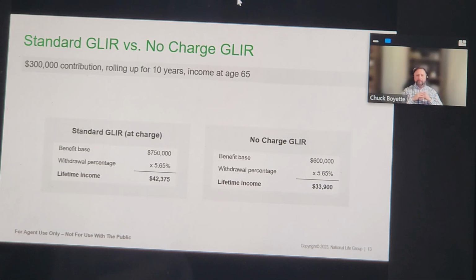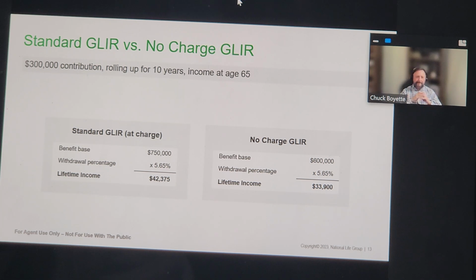So you're probably wondering, which option would be best for my client? The standard GLAIR versus the no charge GLAIR. So take a look at it. If we have a $300,000 contribution rolling up for 10 years and assuming income at age 65. So on the left is our standard GLAIR. That's the GLAIR that has a 1% fee.